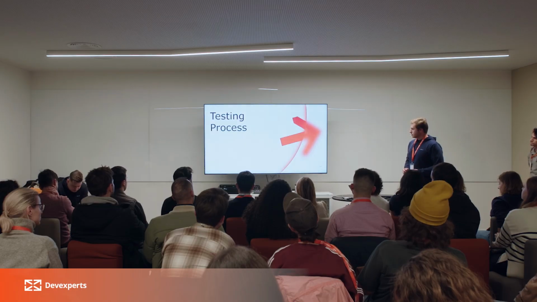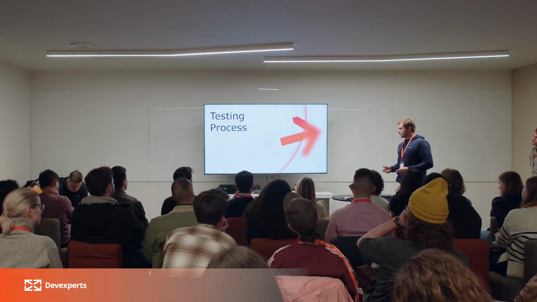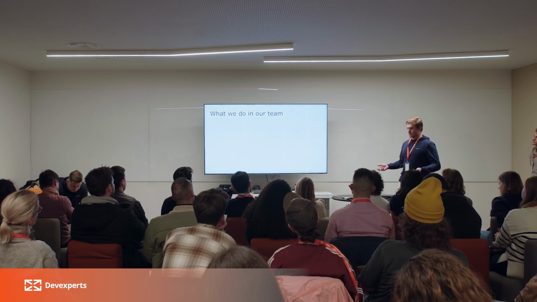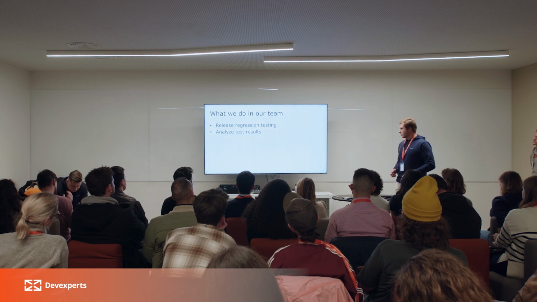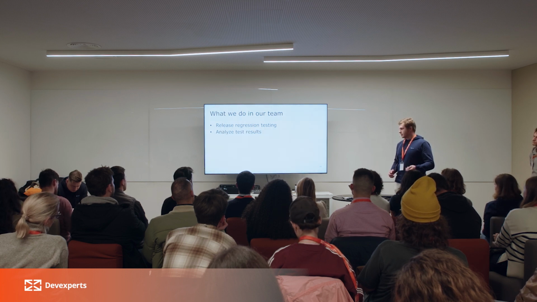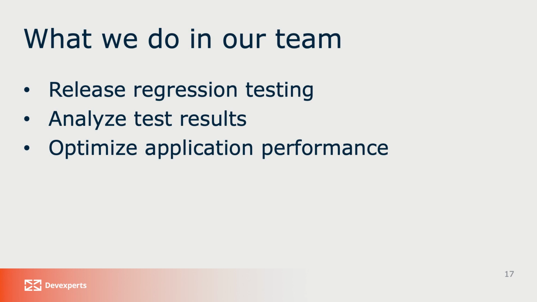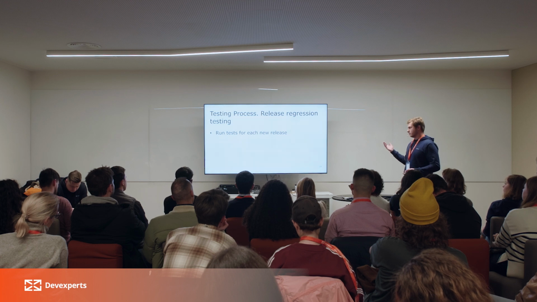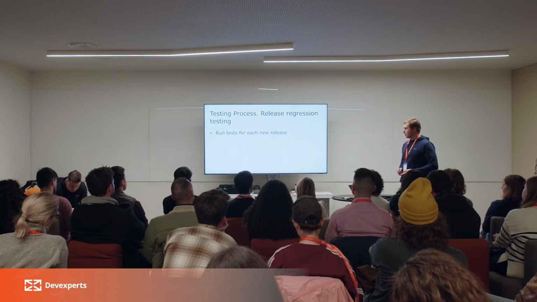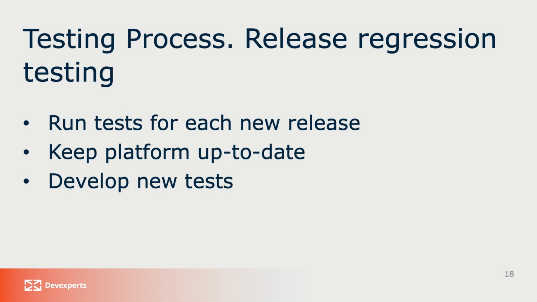Okay. So when we talk about our testing process, we have what we do in our team, right? So we have release regression testing. We analyze test results and optimize application performance. So what we do for release regression testing, we run tests for each new release, keep the platform up to date, so we maintain it, update some data, fix if we have any problem, and create a new test for new features.